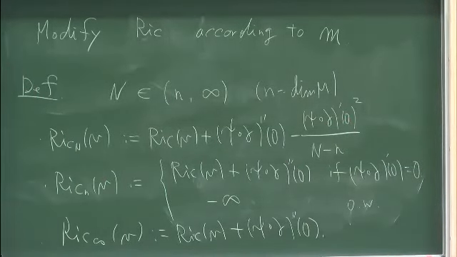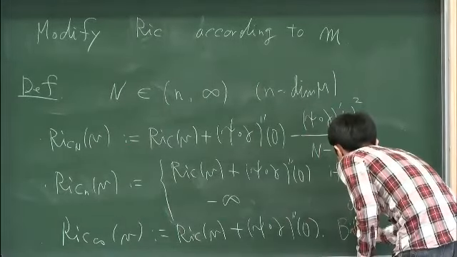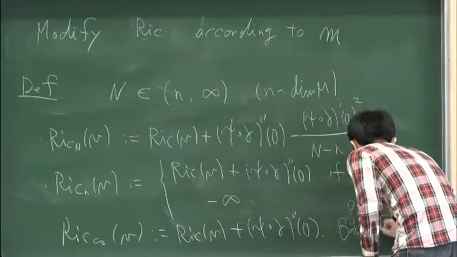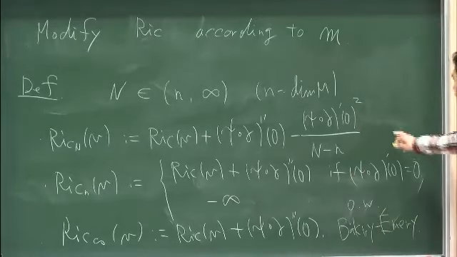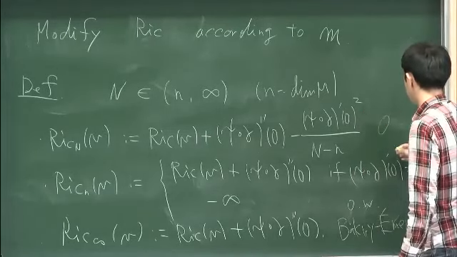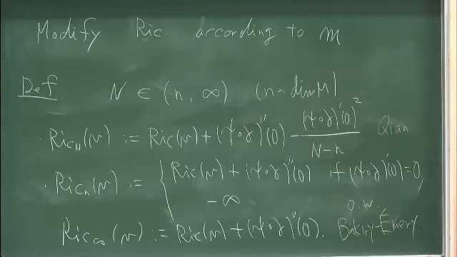Okay, and this final one is the famous Bakry-Emery tensor in this setting, and this finite dimensional case is due to Chen in the Riemannian case.